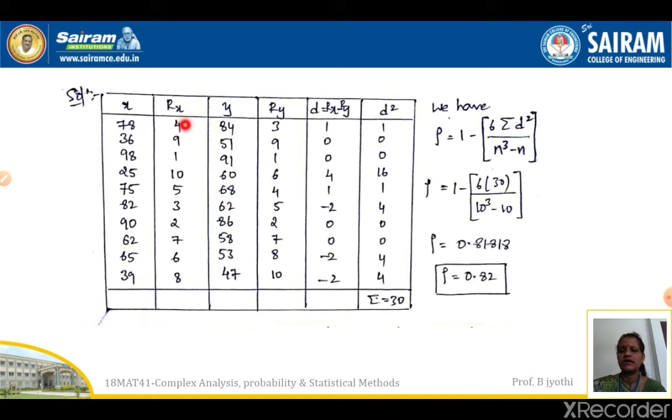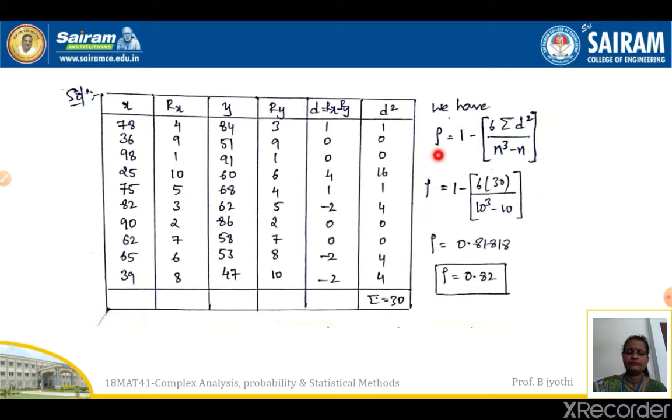So these are the ranks for the first subject, and these are the ranks for the second subject. In order to find the D value, we need to take the difference between the two. So we got the difference as 1, 0, 0, 4, 1, minus 2, 0, 0, minus 2, minus 2. These are all the D values we have got, but we need the D square. So let us just square it and add it. That is, the summation of this will be 30.